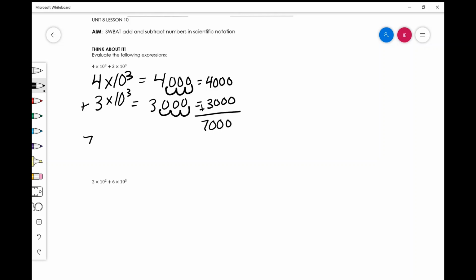Since we have 7,000, and our numbers were initially given in scientific notation, let's go ahead and move our answer back into scientific notation. So when we're moving into scientific notation, I need to have a 7 because I need to have my multiplier be between 1 and 10. If I'm having 7, I need to move my decimal place over 3 times. So I would have 7 times 10 to the third. And we have our answer.